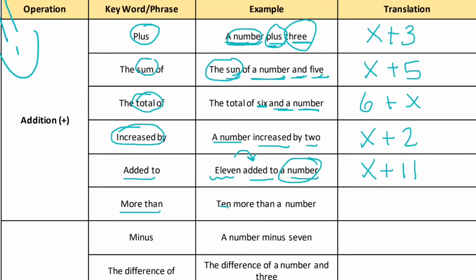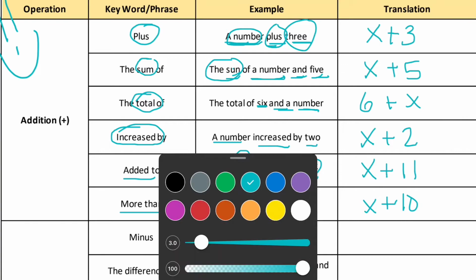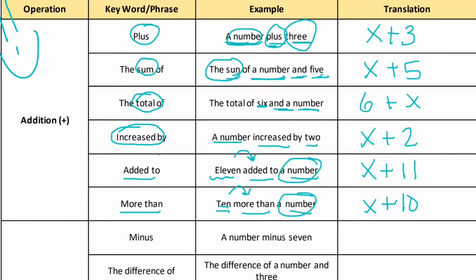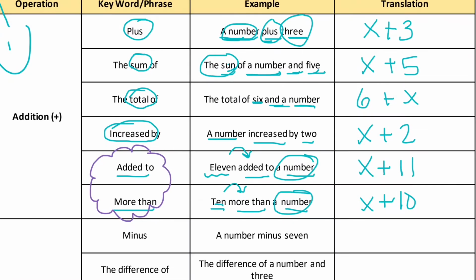Same thing with more than. If it's 10 more than a number, well, which one comes first? Do I have 10 and I'm adding the number, or do I have the number and I'm adding 10? If it's 10 more than, that means I'm starting with the number and adding 10. So for these two, I'm going to change colors here. For these two, we have to remember to reverse. And I'm going to write, hopefully right here without getting all over the screen, reverse. So we're going to flip the order of the items, okay? Those are all of the addition problems.